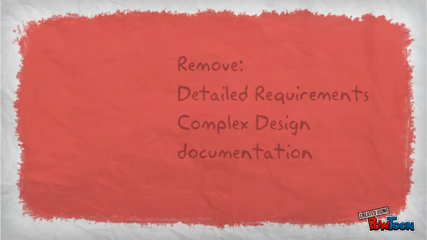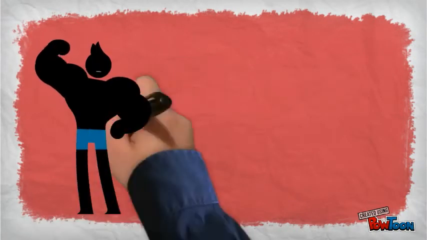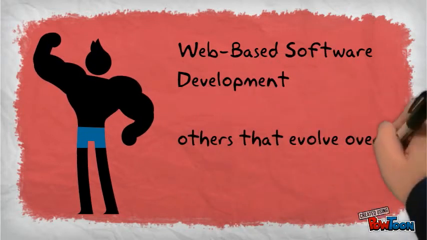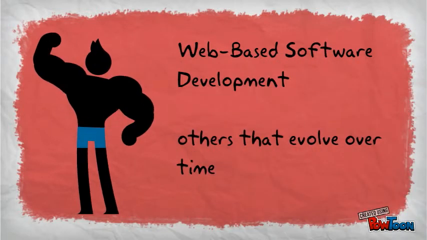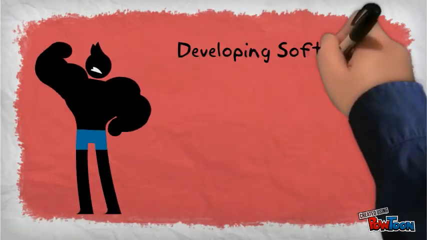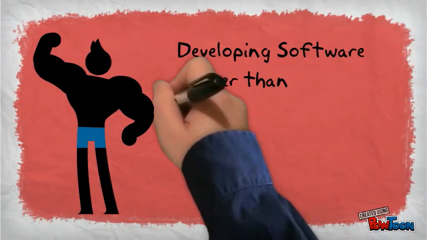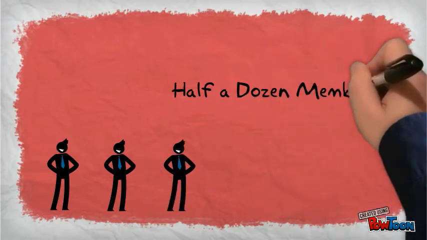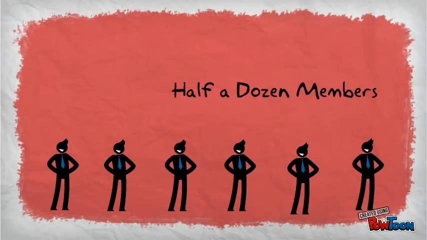Agile methods are particularly well suited to web-based software development and other software applications that are modified regularly such that they evolve over time. In general, Agile methods are for developing software rather than total information systems. Typically, quite small teams of developers are used. It would be unusual for an Agile team to have more than about half a dozen members.